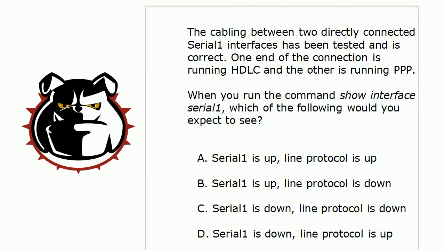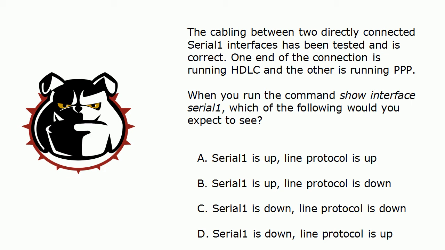Now, let's take a look at this particular practice question. The cabling between two directly connected serial 1 interfaces has been tested and is correct. One end of the connection is running HDLC and the other is running PPP. When you run the command show interface serial 1, which of these four do you expect to see?